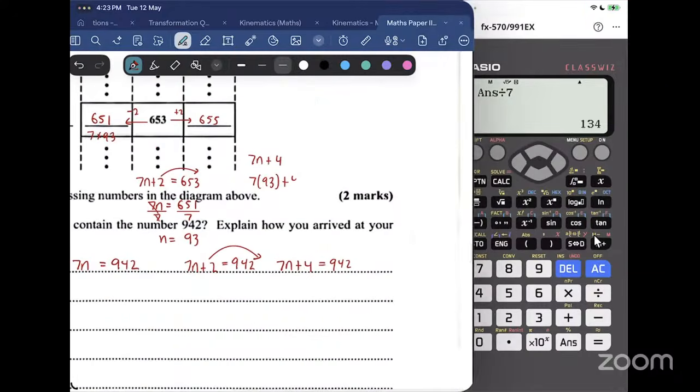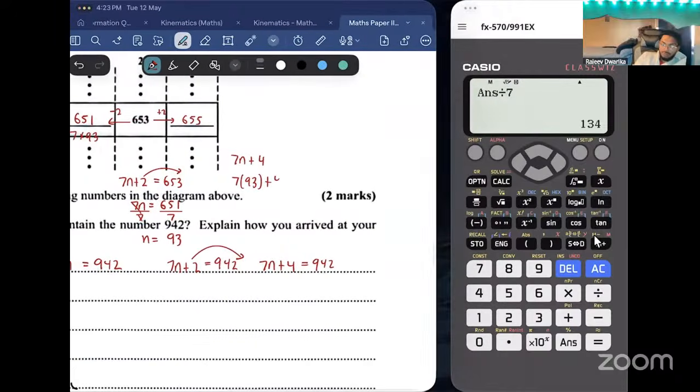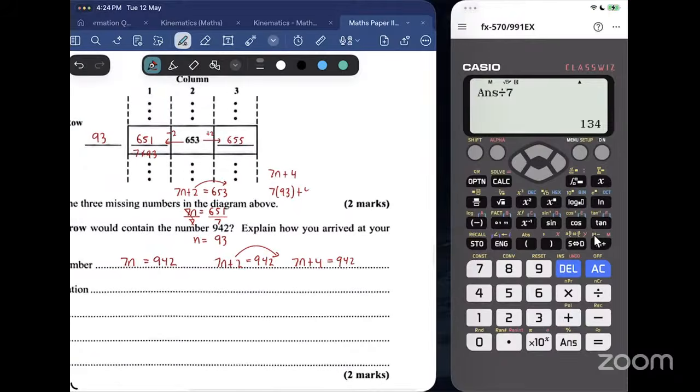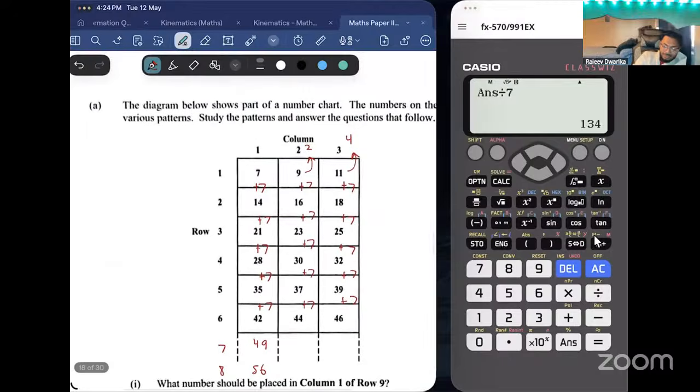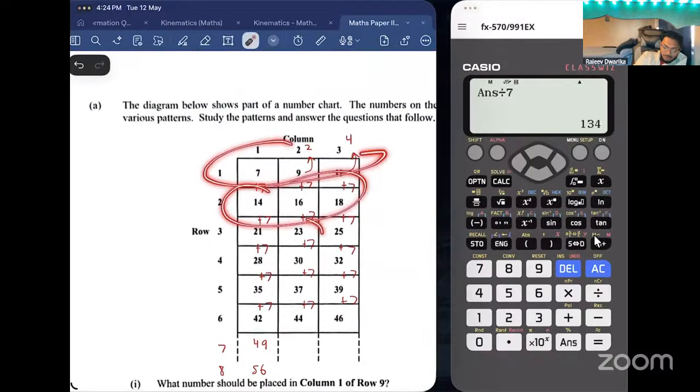Which row are we in? No, 134. So 134. Remember, n stands for the number of rows. Oh yeah. Okay, watch. I said n was the amount of rows.